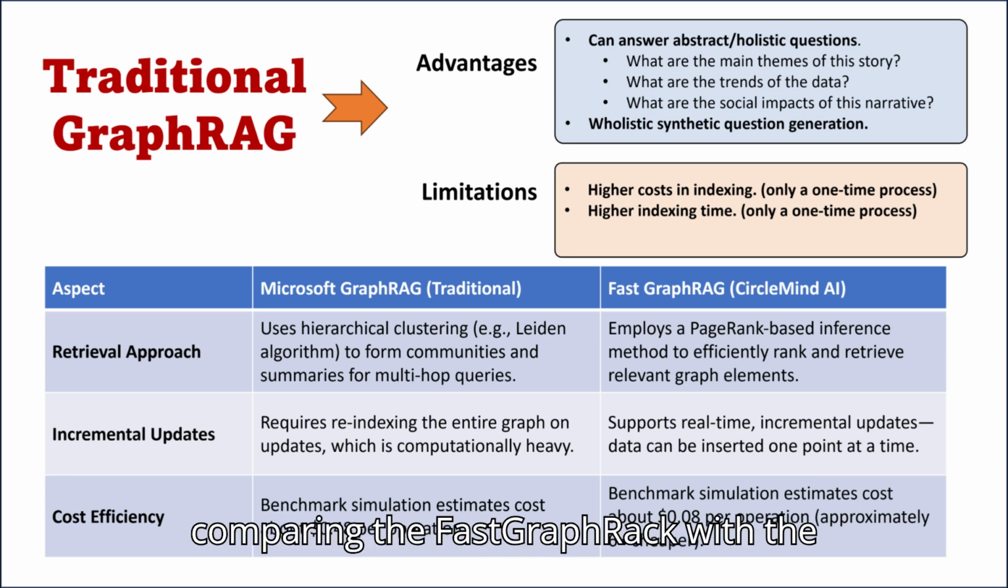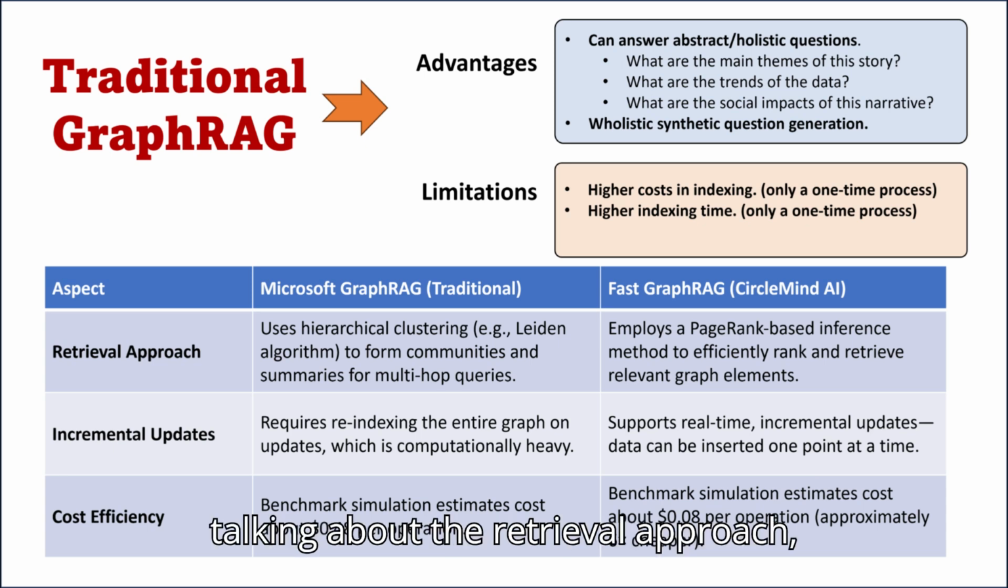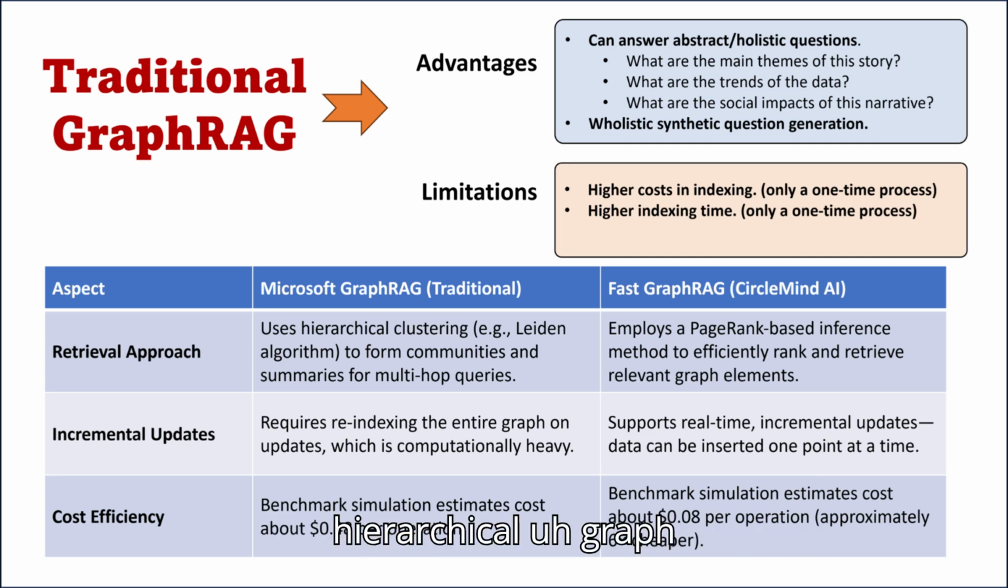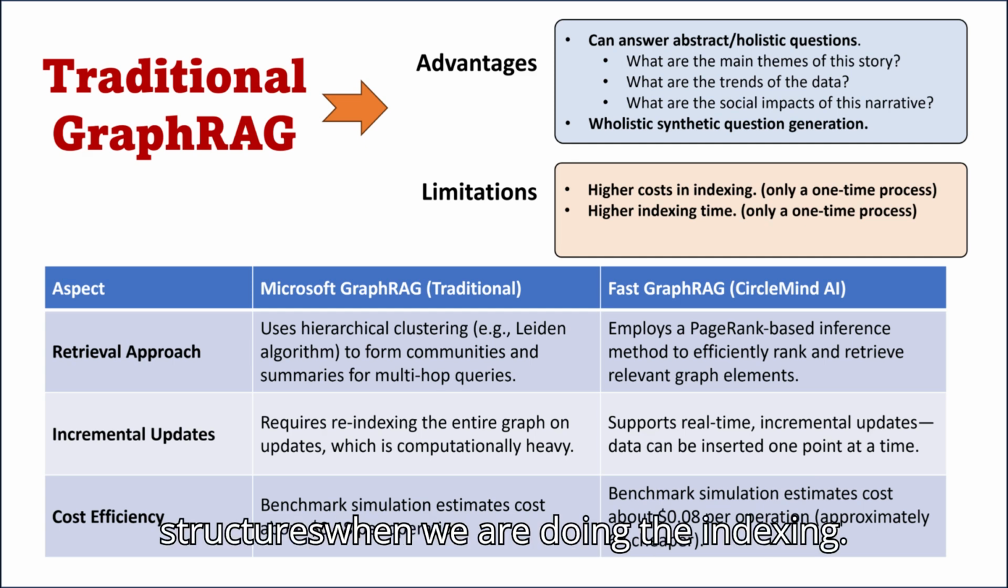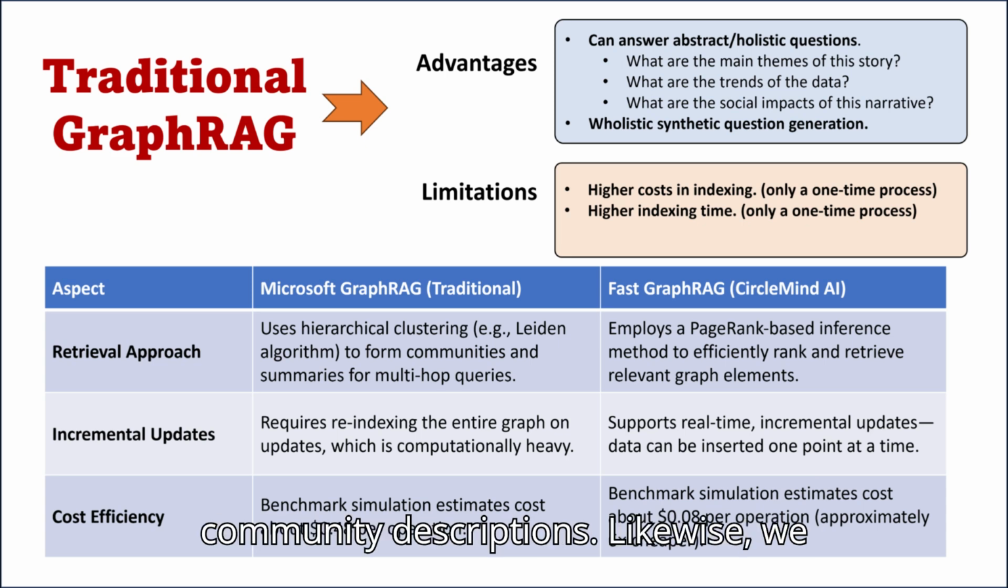All right, so when we are comparing fast GraphRAG with the Microsoft GraphRAG, firstly, when talking about the retrieval approach, there is a big difference. In the Microsoft GraphRAG, we were creating hierarchical graph structures when we were doing the indexing. We were extracting the entities and generating the descriptions for them, and then we clustered them and built the communities and then the community descriptions. Likewise, we built a hierarchical structure.